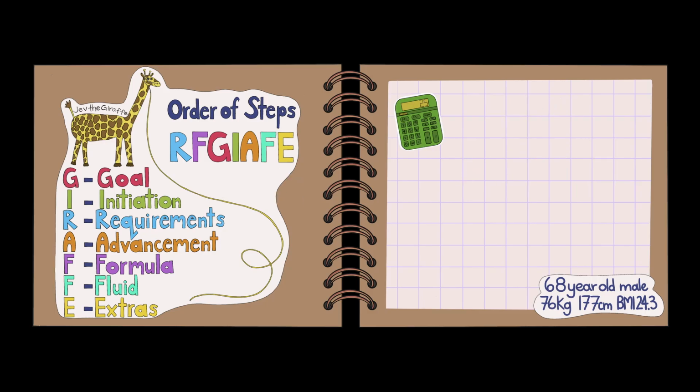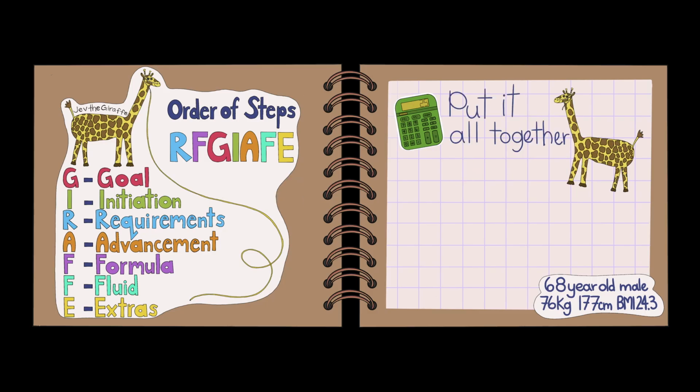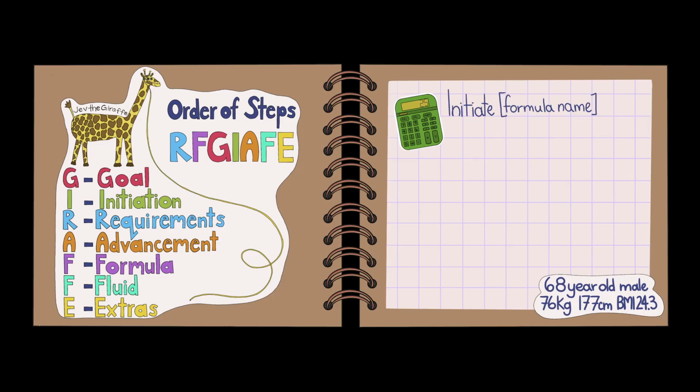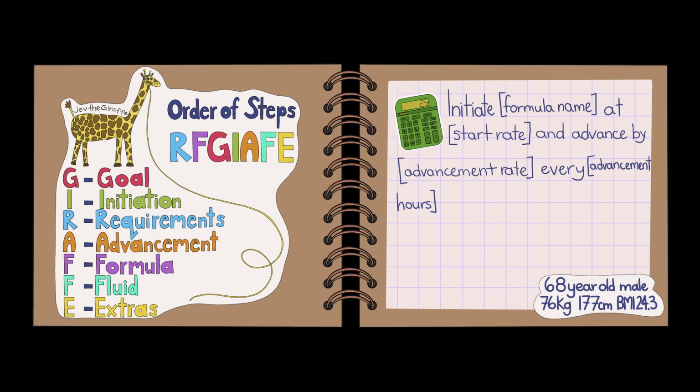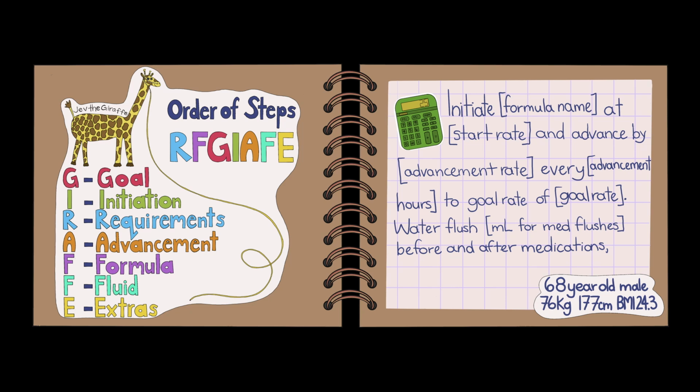Now that we have the whole giraffe, we can put all of our order together. Depending where you are, you may or may not have electronic entry, and the format of your order will look different on different systems. I need to write my tube feed order out when I'm communicating in my chart note, and this is the format I like to use. Initiate, formula name, at start rate, and advance by advancement rate, every advancement hours, to the goal rate of goal rate. Water flush, mils for med flushes, before and after medications, and mils for other flushes every hour increment of water flushes. Then my instructions of any extras.